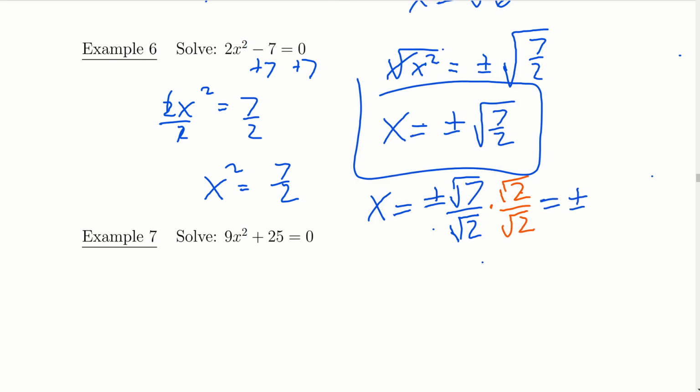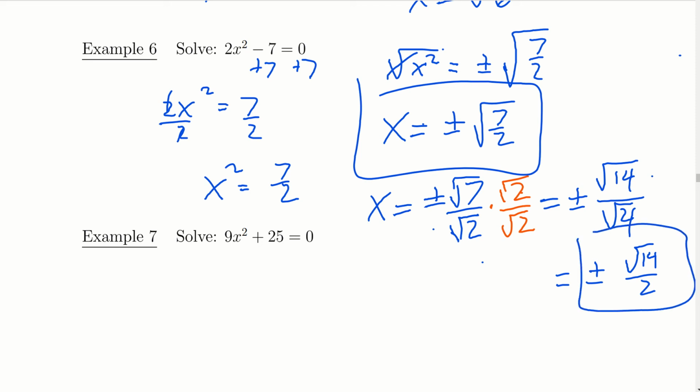We're going to get plus or minus. In the numerator, 7 times 2 is 14. So that's the square root of 14 over the square root of 4. And we know that the square root of 4 is simply 2. So either leaving it as plus or minus the square root of 7 halves, or if you wanted to plug it in rationalized form, we could also give the answer x equals plus or minus the square root of 14 over 2.